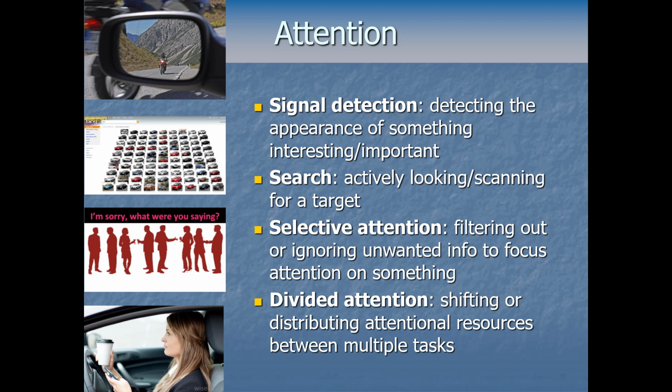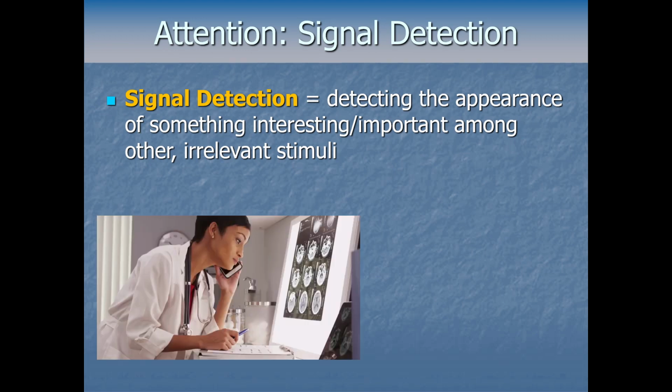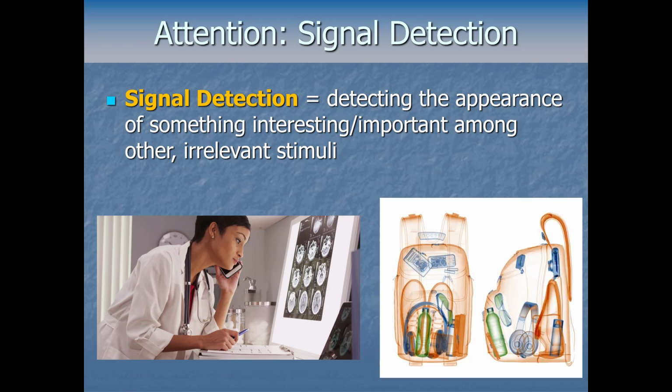So we'll talk about all this stuff, but for this first video, let's start with signal detection. As I said, that means detecting the appearance of something interesting or important among other irrelevant stimuli. The classic example of this would be a radiologist or an oncologist looking for a tumor on a scan, or a TSA agent in the security part of an airport, looking through x-rays for any sort of weapons, but trying not to stop all the time for false alarms because that slows things down and upsets people, and then you're not good at your job.